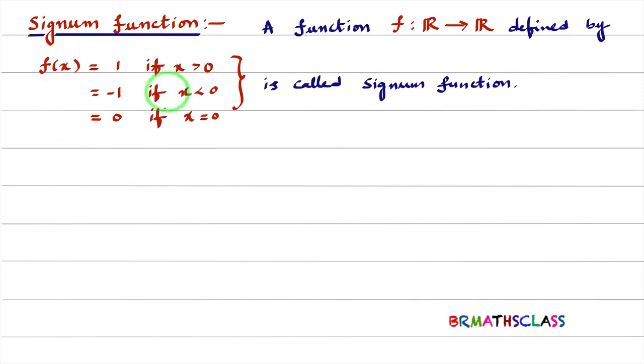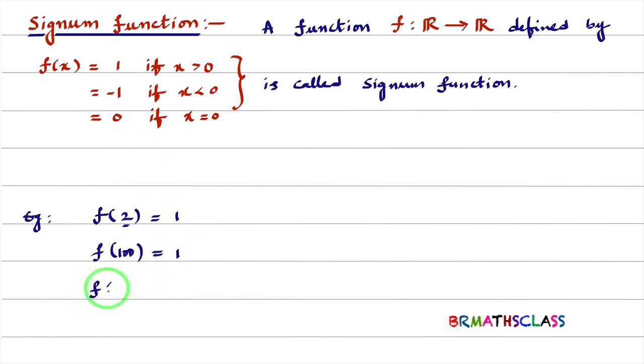Now, I'll try to explain this with a few examples. f of 2. What is the f of 2 value? As 2 is greater than 0, we need to choose this function. Which function? f of x is 1. So what is f of 2? f of 2 is 1 because 2 is greater than 0. What is f of 100? We know that 100 is greater than 0. When x is positive, f of x is 1. So f of 100 is 1.